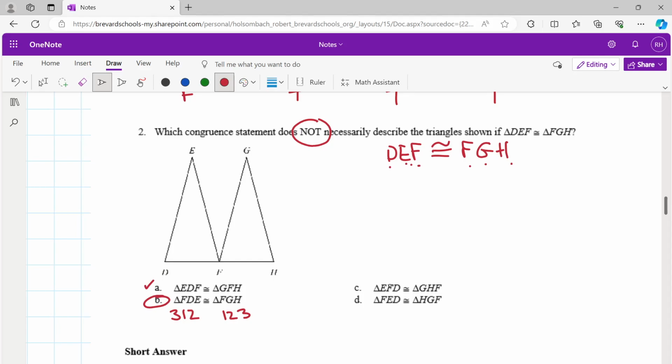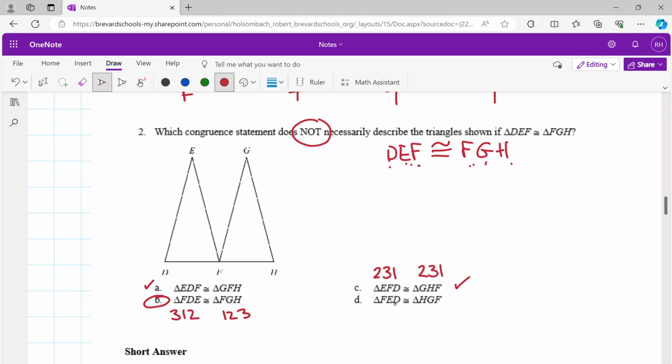All right, let's just look at these last two. EFD, they went second, third, first. And in the second description, they went GHF. GHF is second, third, first. So those two are congruent.